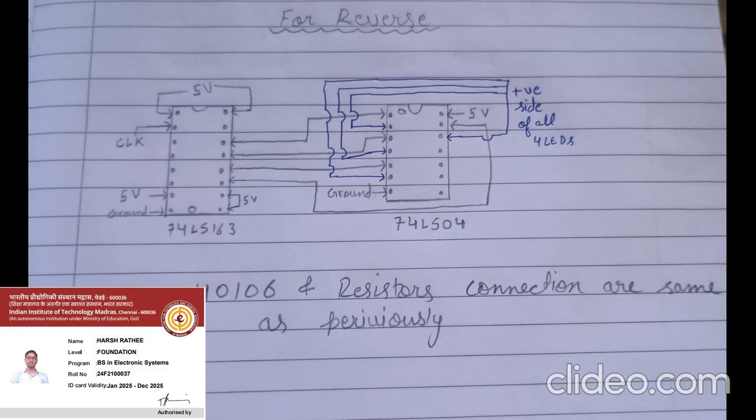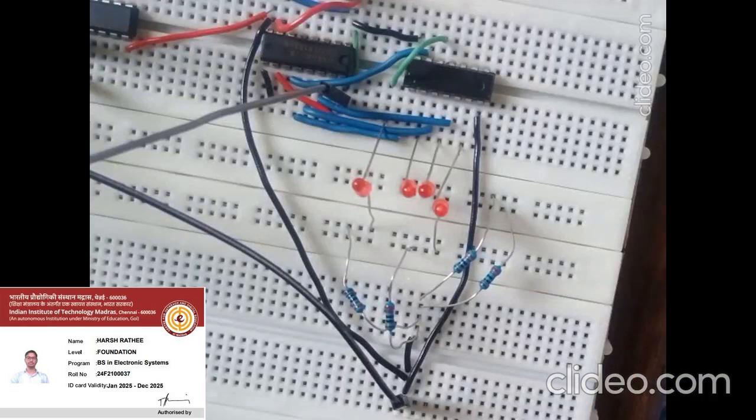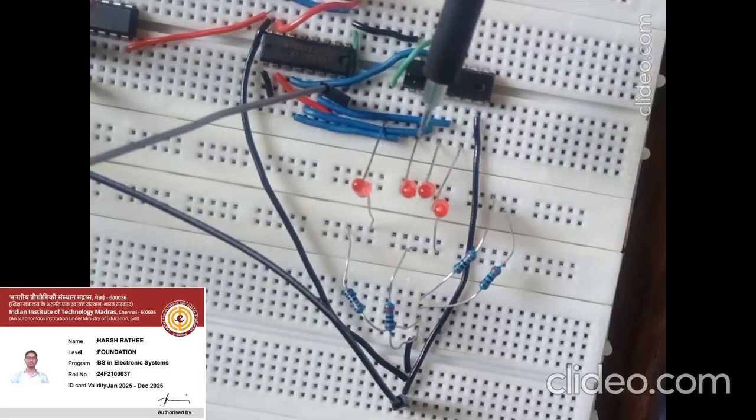This IC consists of inverters inside it, and ground to ground, and VCC to 5 volt, and our other whole circuit is the same. Now we have introduced another IC 74LS04 which has inverters. So we have connected QA, QB, QC, and QD of 74LS163 IC to this 74LS04 IC at pins 1, 3, 5, and 13, and the positive side of LEDs are connected to this IC at pins 2, 4, 6, and 12, and after that our whole circuit is the same.